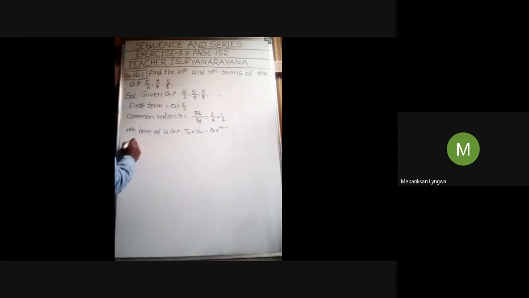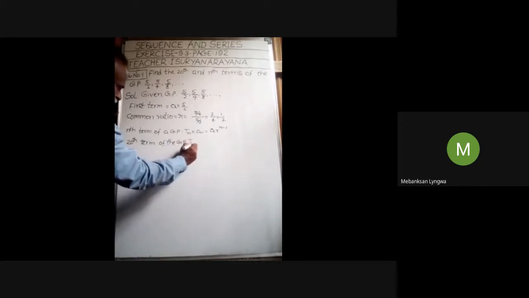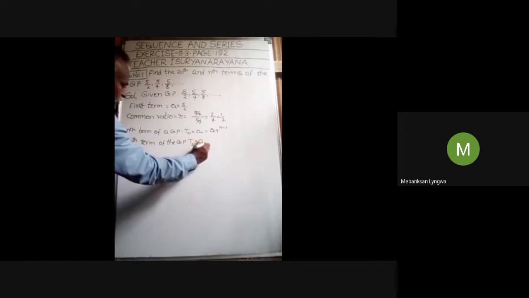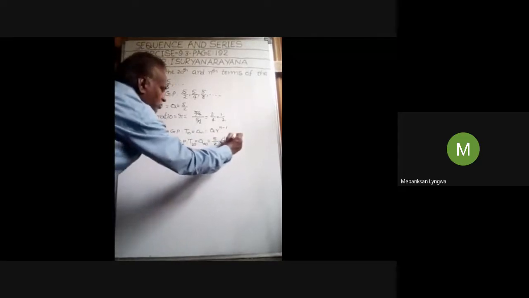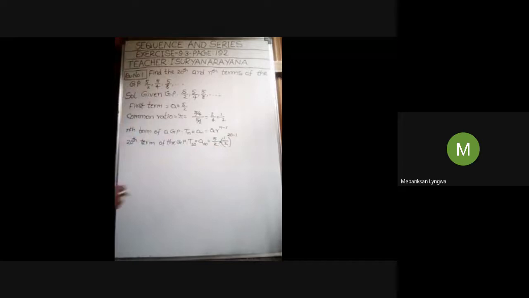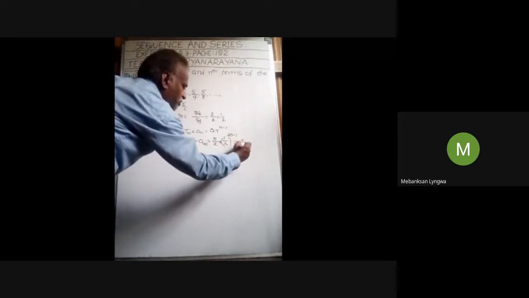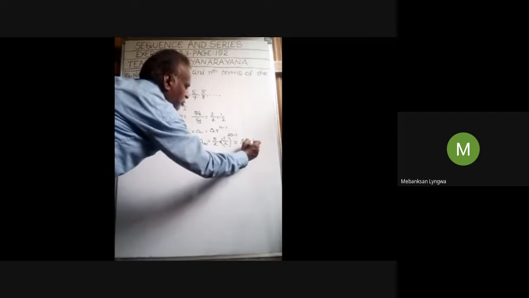So 20th term, that is T20 or A20. A20 is equal to, what is A here? 5 by 2 into, what is R here? 1 by 2 whole to the power of, what is N here? 20 minus 1. Understood this step, my children? Right. That is equal to 5 by 2 into 1 by 2 whole to the power of 19.